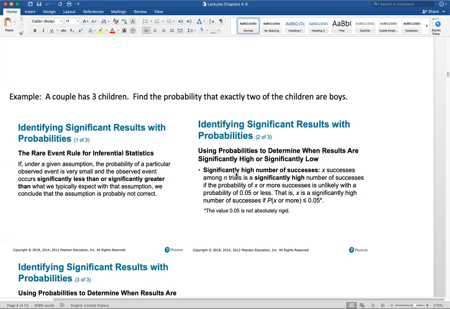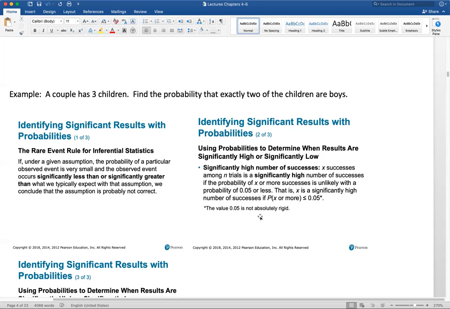Significantly high number of successes: X successes among n trials is a significantly high number of successes if the probability of X or more successes is unlikely, with a probability of 0.05 or less. That is, X is a significantly high number of successes if the probability of X or more is less than or equal to 0.05.